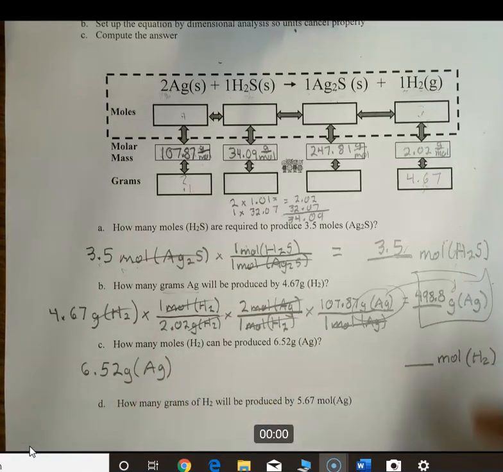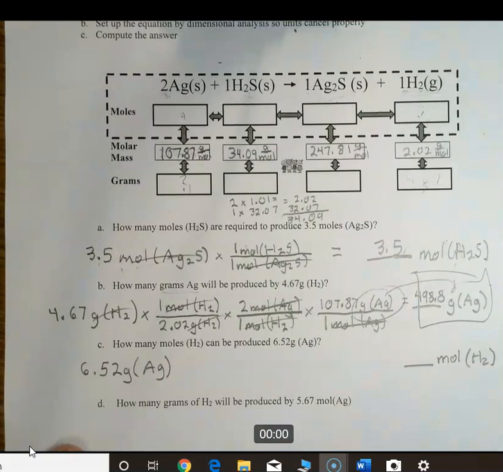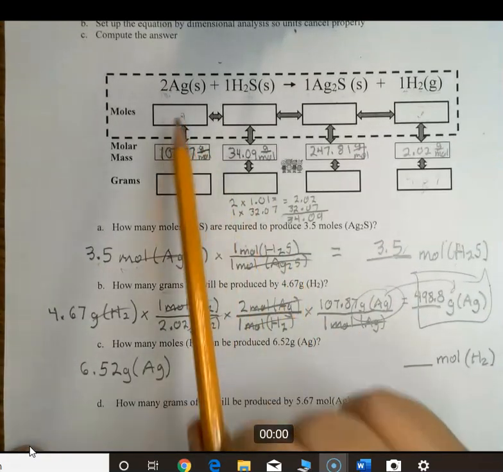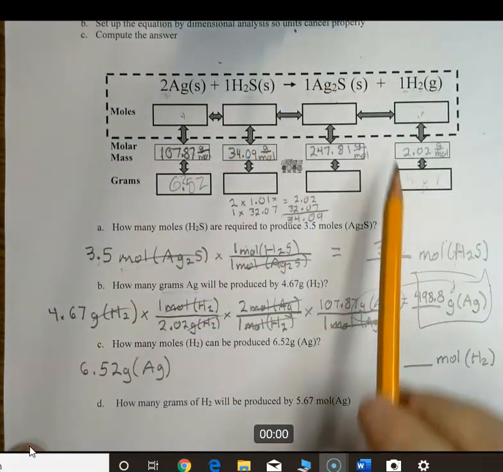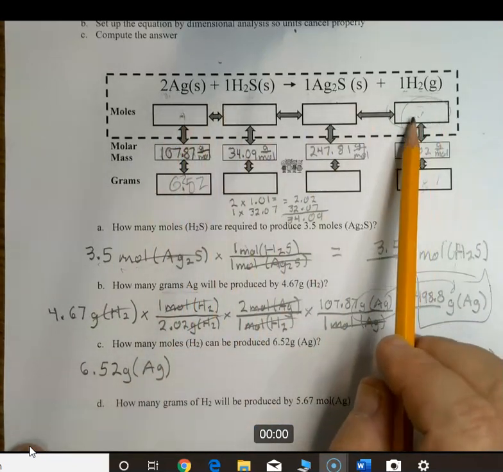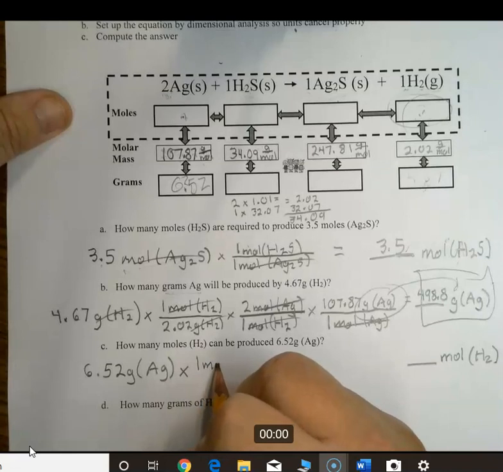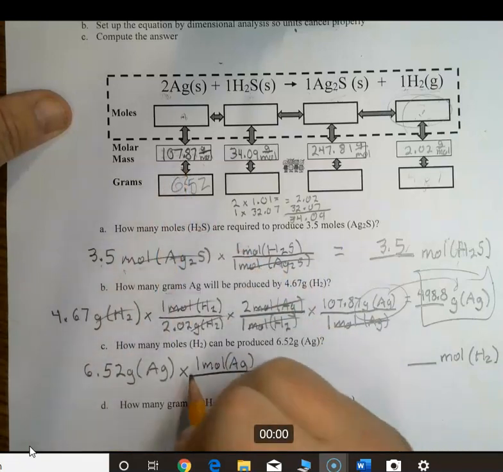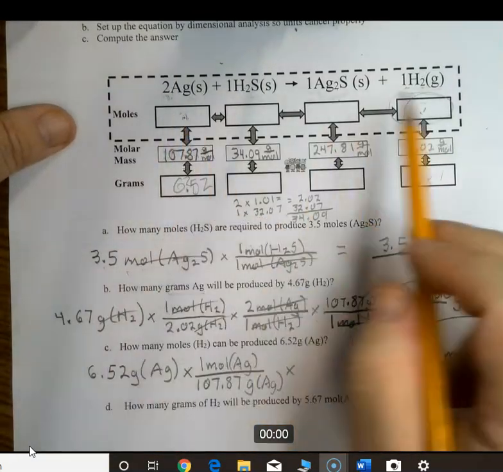Okay, and so what does that mean? Let's erase what we wrote earlier and use this if it's helpful. You don't have to. So we're starting with grams of silver right here, and that's going to be 6.52. And what we're trying to get to is moles of H2 up here. So you have to go from grams of Ag to moles of Ag, and then from moles of Ag to moles of H2. So we've got 1 mole of Ag for every, we're using the molar mass conversion, 107.87 grams of Ag.